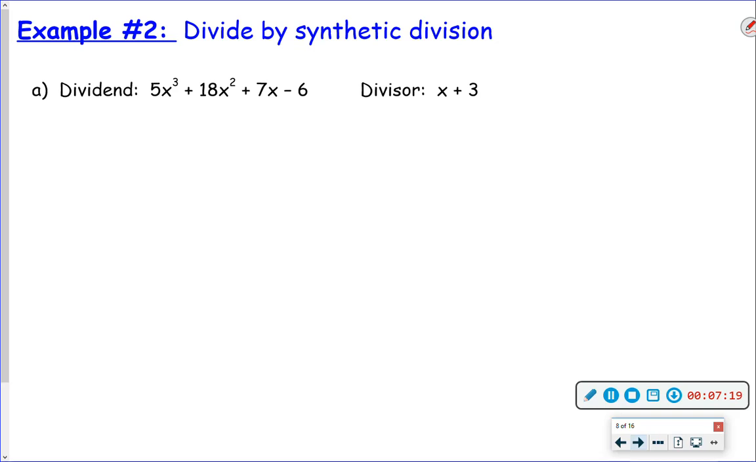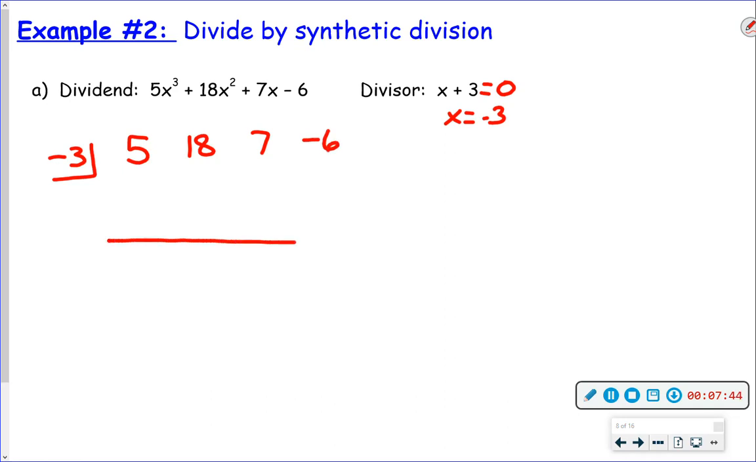So my divisor, x plus 3 equals 0. So we're going to find the 0 of this. So if I set that equal to 0, we end up with negative 3. So negative 3 goes in our little divisor box. I'm going to line up the coefficients, the numbers, on the dividend, highest to lowest. If we're missing any terms, we are going to put a 0 as a placeholder. But we got them all. Okay, I'm going to leave a row, so leave a line to write.